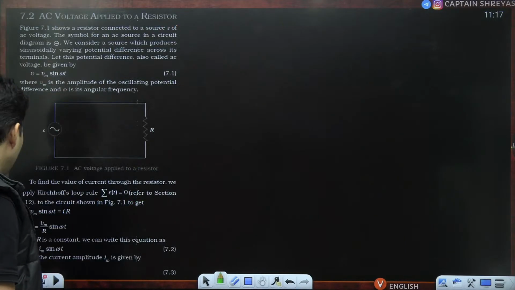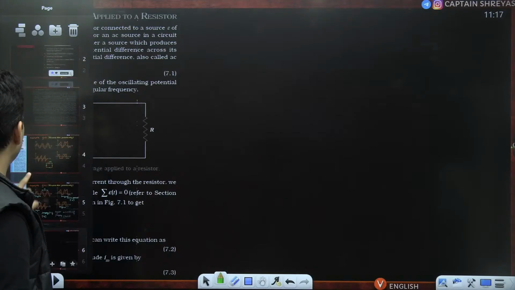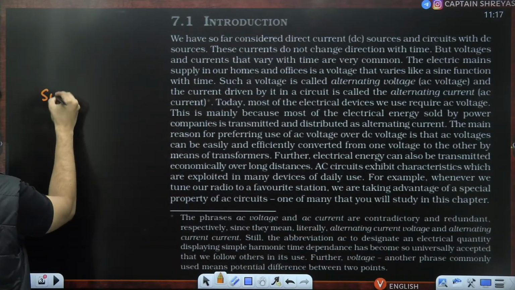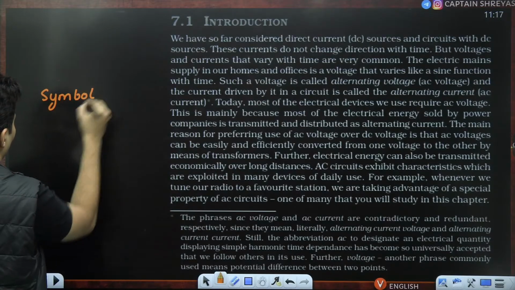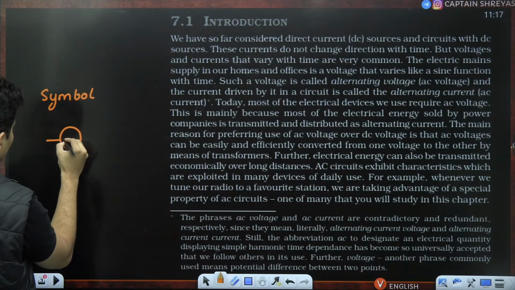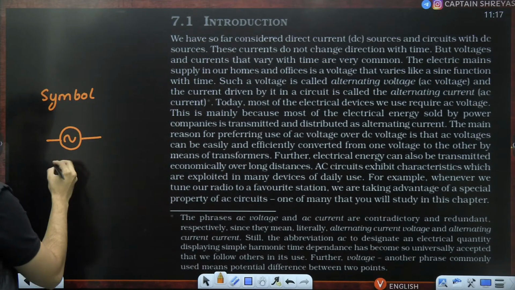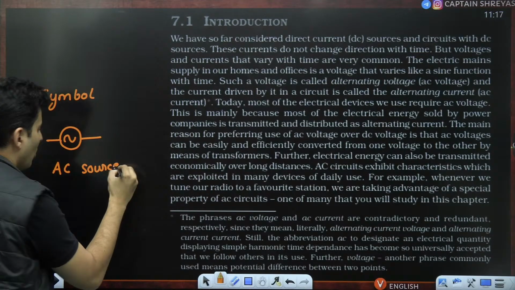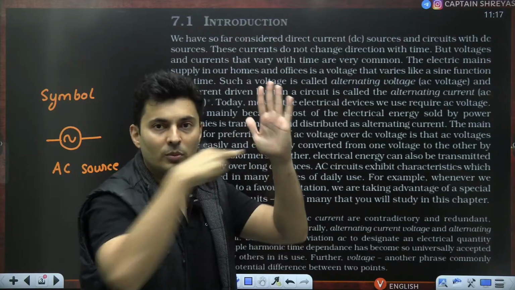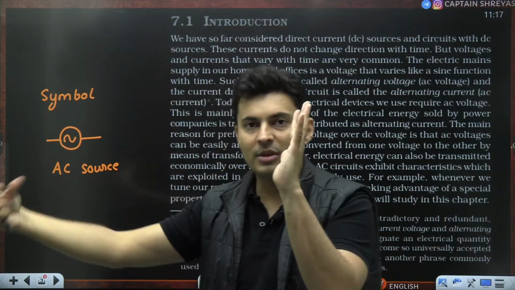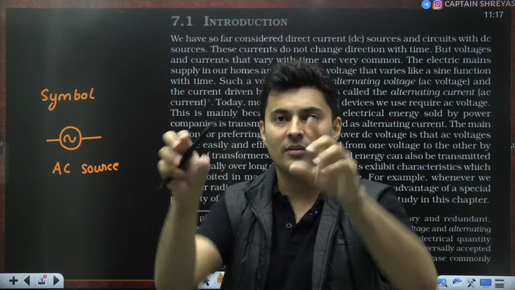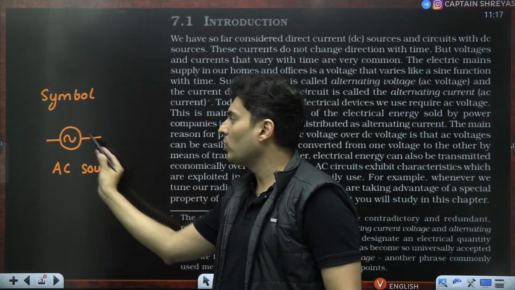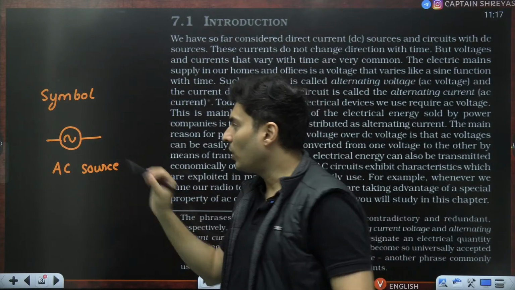Now, what happens? Oh, by the way, what is the symbol for alternating current? You should know this. The symbol for an alternating current source is like this. This is a symbol of an alternating source. That means, let's say you have a plug point in which you put your plug and current is coming from there, or a generator is giving electricity, or some power plant. So this is the source of the electricity, but this is an alternating source.